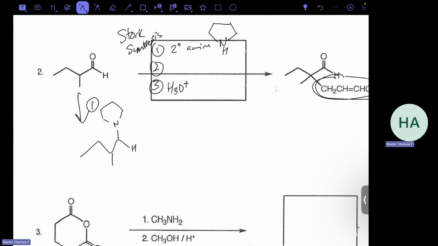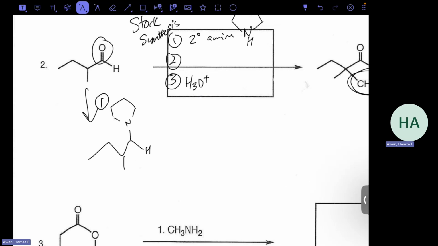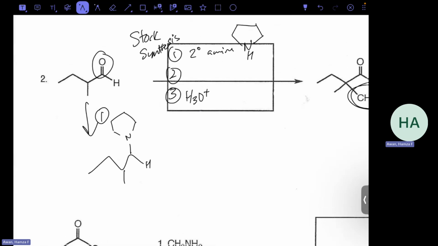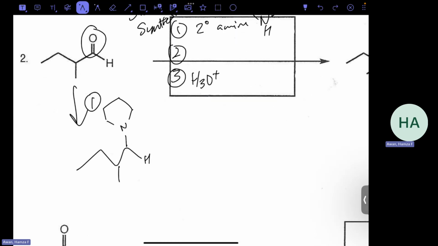Sorry, I should finish this. So the first step, essentially what we've done is we made this carbonyl into this secondary amine, right, into a tertiary amine, right? This nitrogen has 3 bonds to it. So it becomes a tertiary amine.